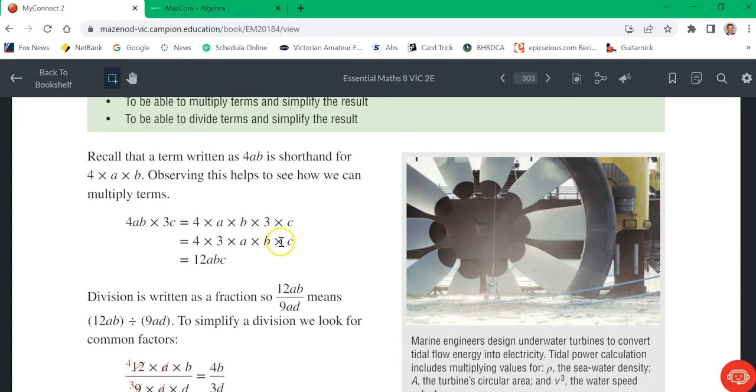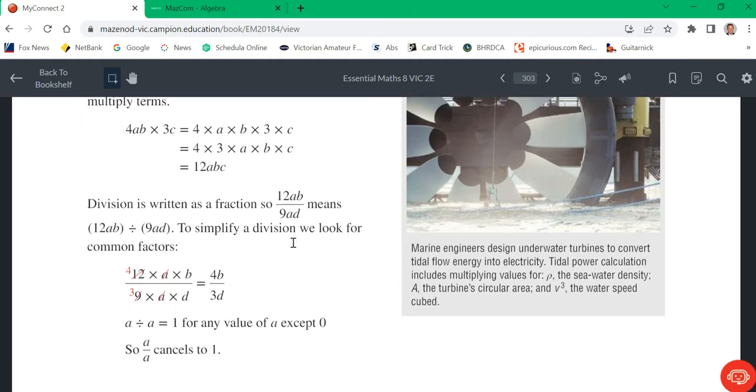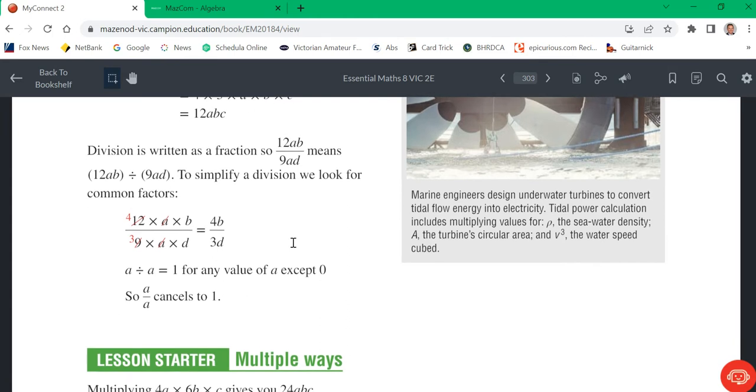4AB times 3C is 4 times A times B times 3 times C, and in algebra, there's no multiplying sign between pronumerals or variables. And when we divide, we can cancel down, same as we do with a fraction, or we can cross cancel. Across here, you can see 12 times A times B over 9 times A times D. You see that 3 goes into 9 3 times, it goes into 12 4 times, and A cancels out A, and we're left with 4B over 3D.